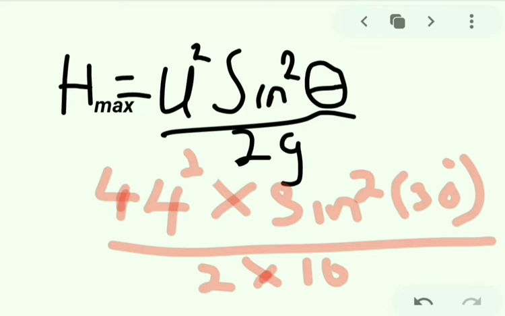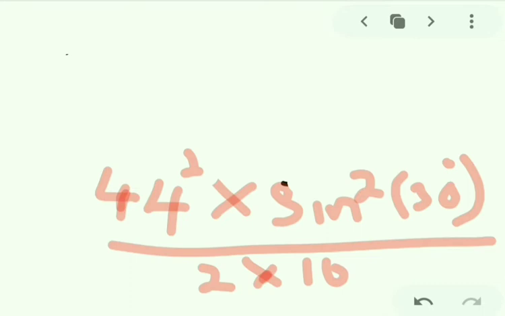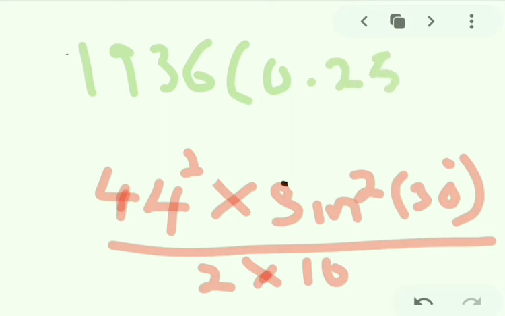Now 44 square is equals to 1936. Sine square 30 is equals to 0.25. 2 times 10 is equals to 20.